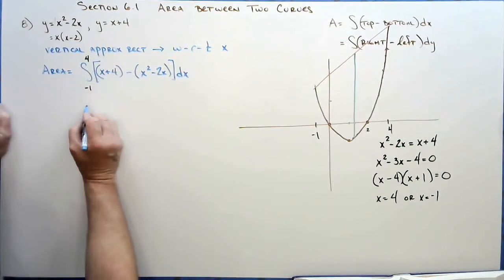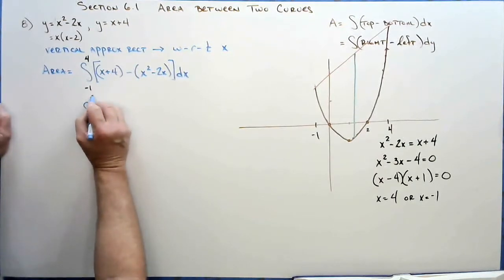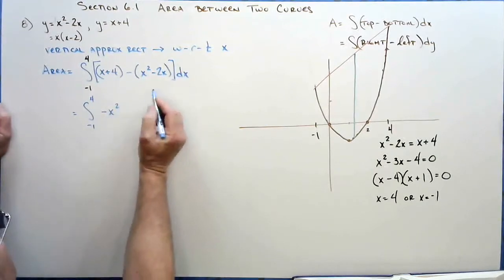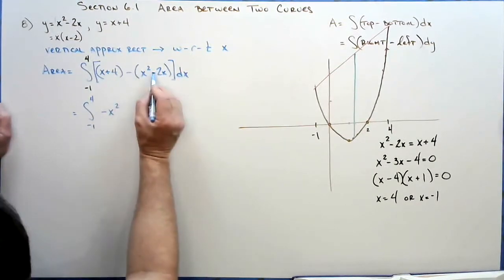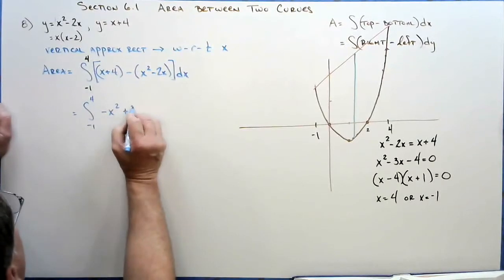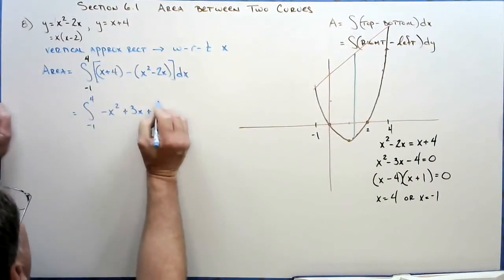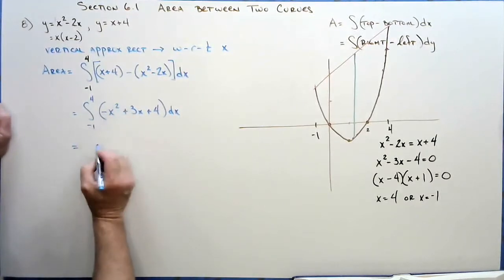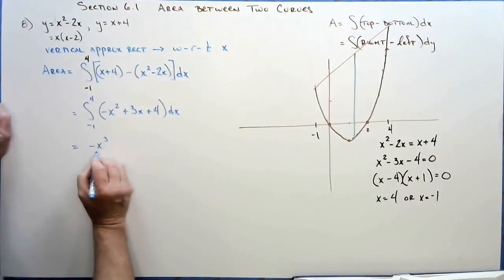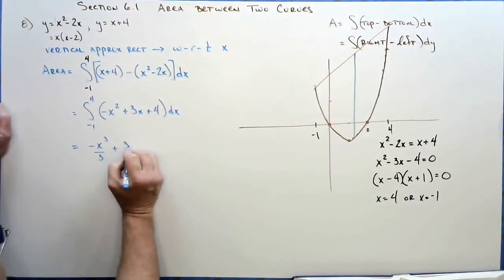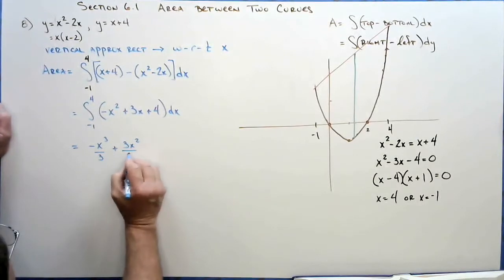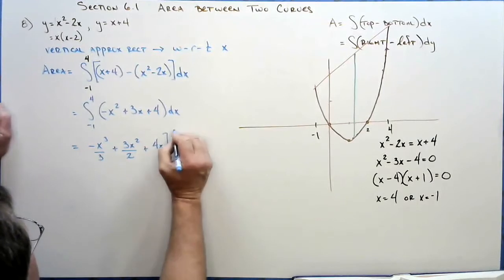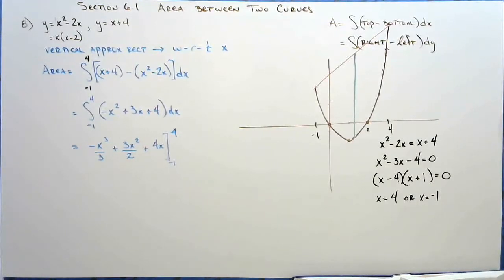So from here, we would simplify this integrand. We're going to integrate from -1 to 4. We have minus x squared, we have plus 2x, and plus x, that's going to be plus 3x. And then we have plus 4 dx. When we integrate this, we're going to get minus x cubed over 3 plus 3x squared over 2 plus 4x. And we're going to evaluate that between -1 and 4.